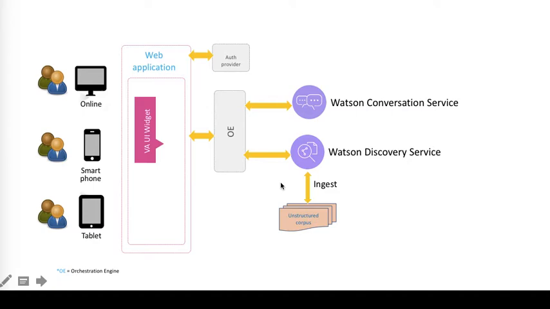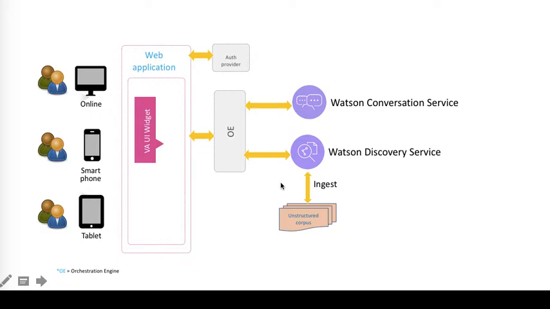Building a chatbot, we often face a situation where the bot needs to be able to answer both short-tailed as well as long-tailed questions. And when you're using Watson, the services that you'd be using are Watson Conversation to answer short-tailed questions and Watson Discovery Service for answering long-tailed questions.